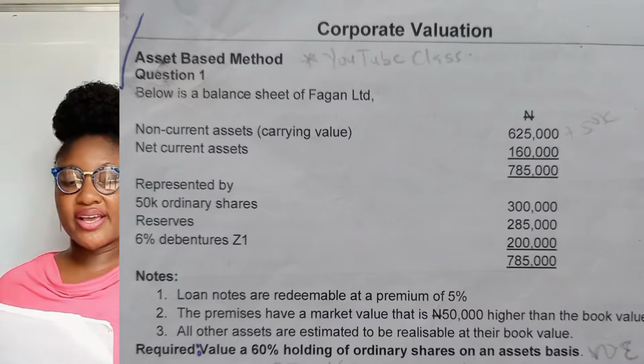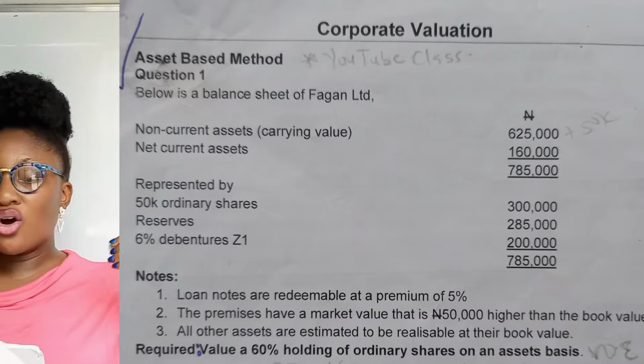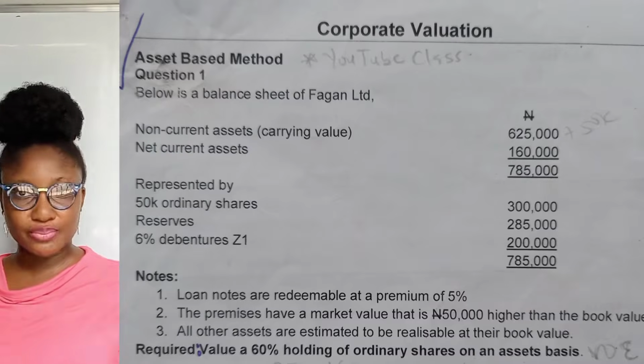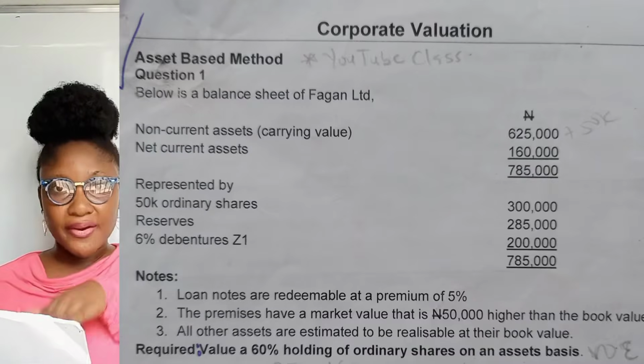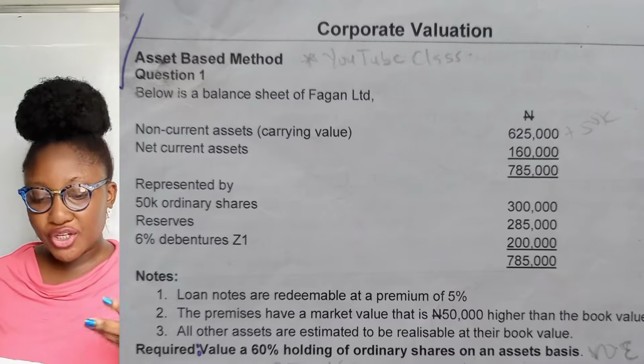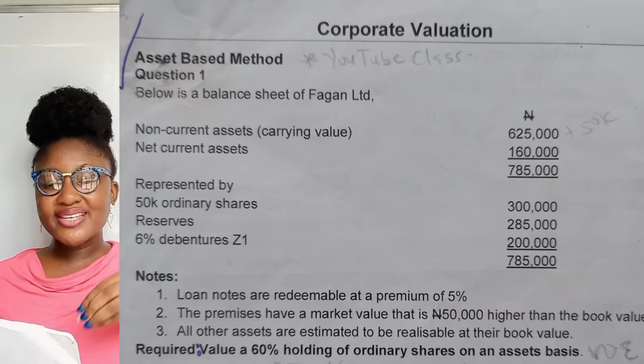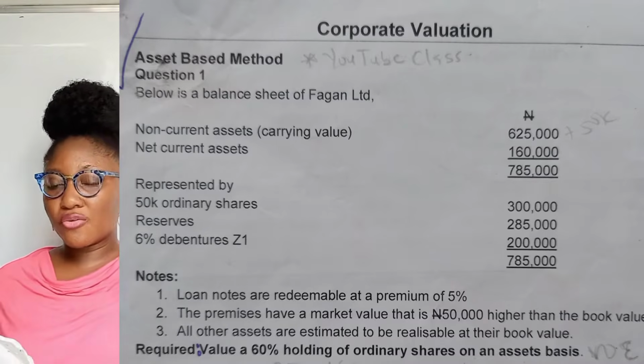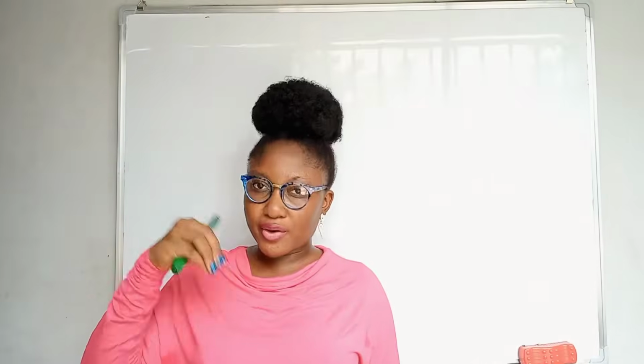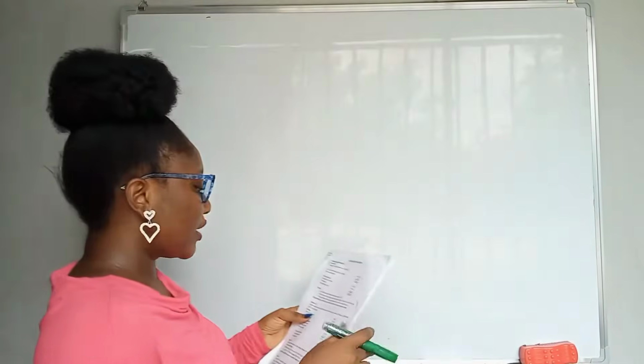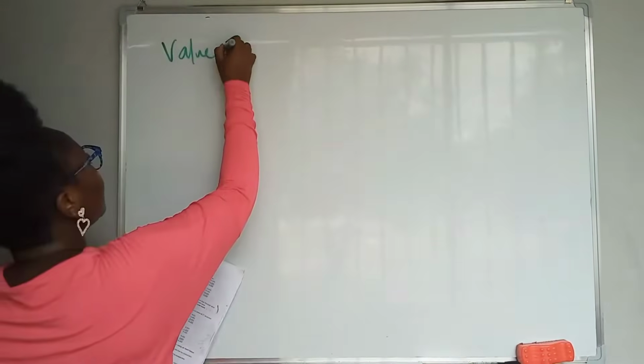Required: value a 60% holding of ordinary shares on the asset basis. So they are telling you directly to use the asset-based method to value the company. Then after valuing the company, get a 60% holding of ordinary shares. That's the value of equity. Remember I told you when you get the value of the company, sometimes you might have to deduct liabilities to get the value of equity. Do you understand? So now the solution to this is to get the value of the company.